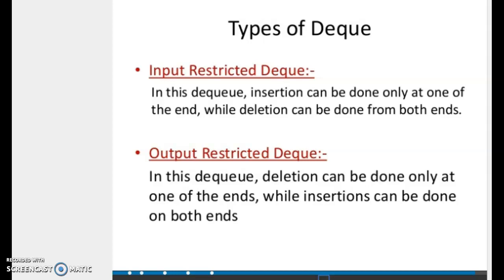Types of DEQ. There are basically two main types of it. The first one is the input restricted DEQ and the second one is the output restricted DEQ. In the input restricted DEQ, insertion can be done only at one of the ends while deletion can be done from both ends. I hope you can understand.